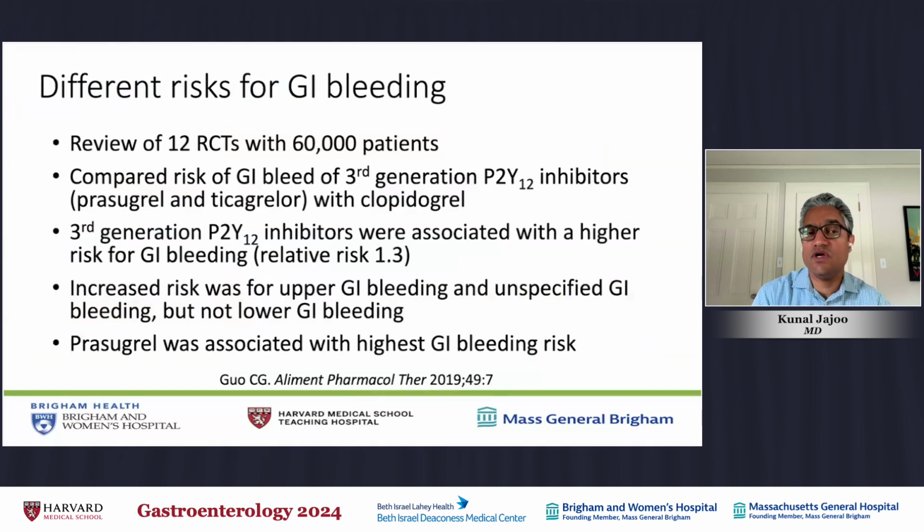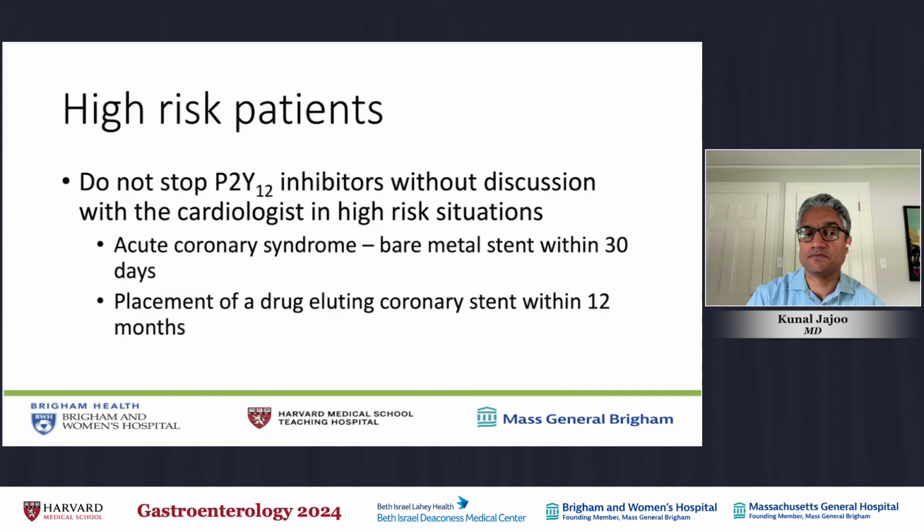These medications actually have a differential risk for GI bleeding as well. In this review of 12 randomized controlled trials totaling 60,000 patients, they compared the risk of GI bleeding with the newer 3rd generation inhibitors, such as prasugrel and ticagrelor, compared to clopidogrel. These 3rd generation P2Y12 inhibitors were associated with a slightly higher risk for GI bleeding, with a relative risk of 1.3. This increased risk was primarily for upper GI bleeds and for unspecified GI bleeds, but not for lower GI bleeding. And prasugrel was associated with the highest GI bleeding risk amongst these 3 medications.